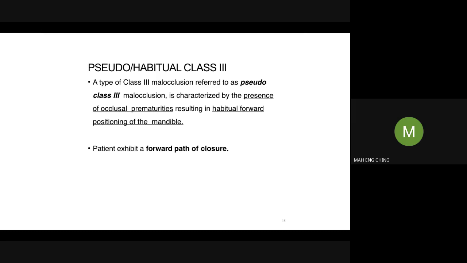It means initially the patient doesn't have this skeletal Class 3, the severe skeletal Class 3, but due to this incisor premature contact, the jaw slides forward. That's considered pseudo Class 3. It means they are not that severe Class 3, but because of the incisor and the displacement, they make it more Class 3. So this patient usually exhibits a forward path of closure, meaning they usually glide the jaw forward. They may be able to bite edge to edge on the incisors, but the mandible will slide forward, considered a functional shift. So this kind of patient is easier to treat compared to the true skeletal Class 3, which is more severe or difficult to treat.